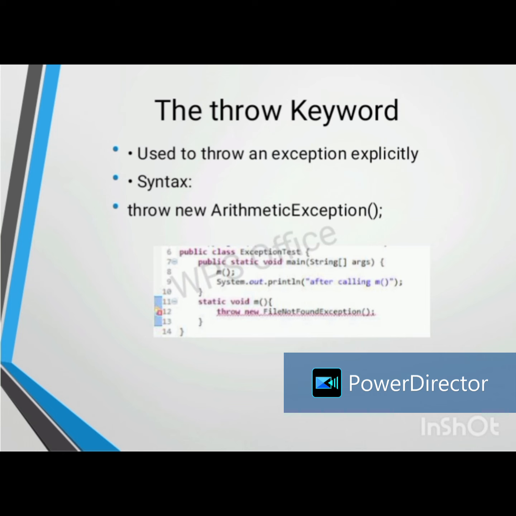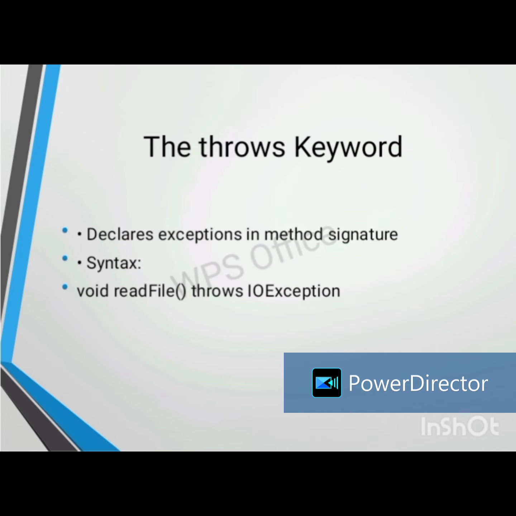A few important notes about the throw keyword. We can only throw one exception at a time. The object thrown must be of type Throwable. You usually throw either built-in exceptions like IllegalArgumentException or custom exceptions, which we will discuss later. The throw keyword gives you full control over the flow of your application, especially when you want to stop execution due to a validation failure or illegal operation.